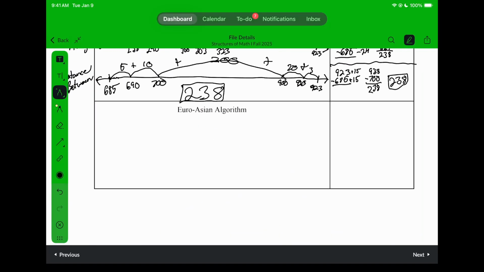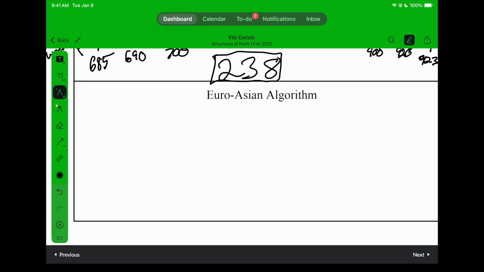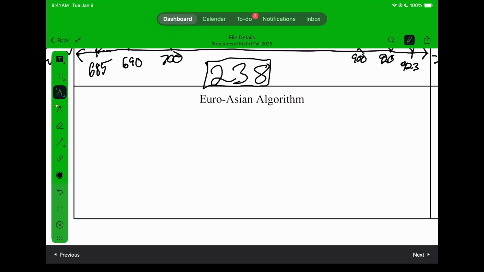Anyway, Euro-Asian algorithm. So this is essentially the standard algorithm, with a twist. So 923, 685. But we're going to put our line like here. Trust me on this. So 3 minus 5, can't do that.